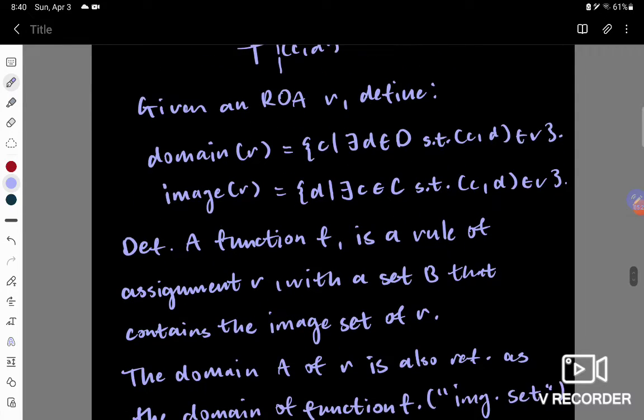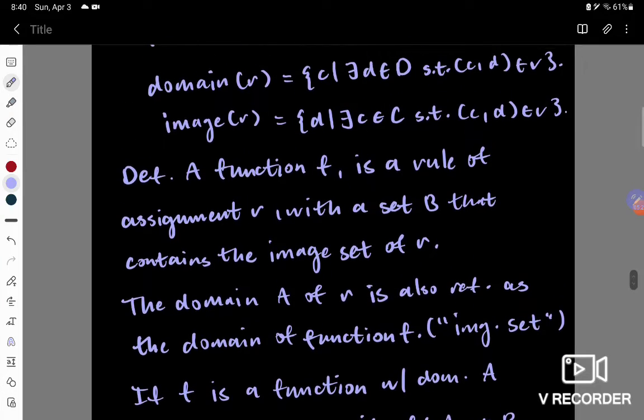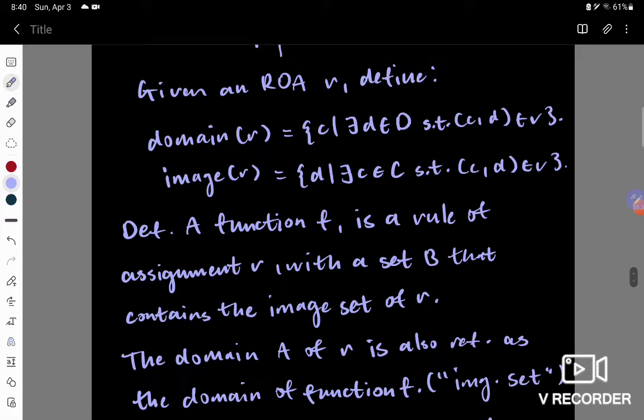Now we're ready to actually define the function itself. So our definition here is, again, slightly long-winded, but hopefully it'll make sense. A function, which we'll write by f, which is conventional, is a rule of assignment as we defined previously, along with a set, which we'll write B, uppercase B, that contains the image set of R. So it contains all of these values of D that R reaches, so to speak, R actually hits.